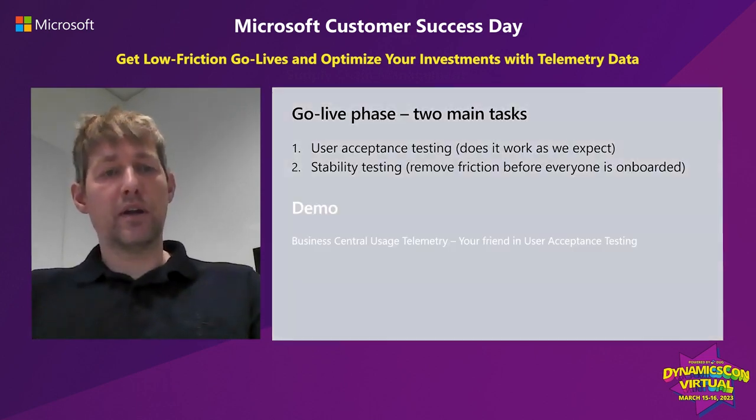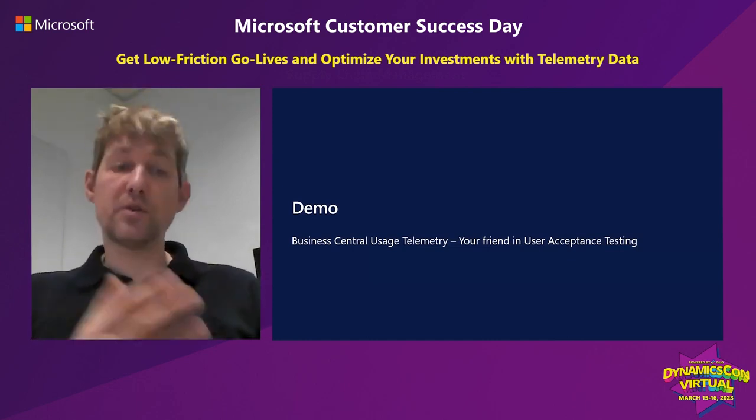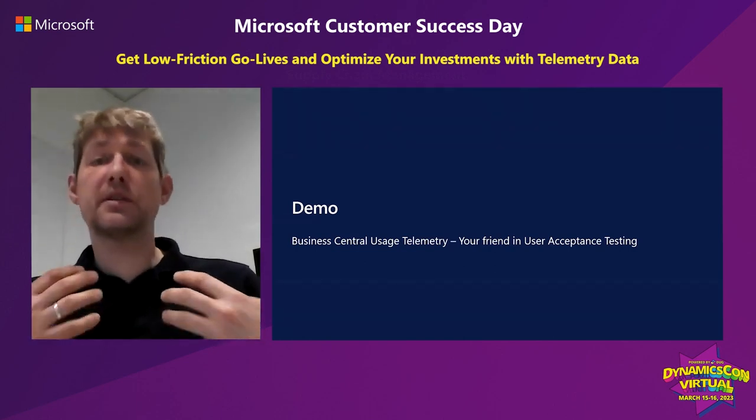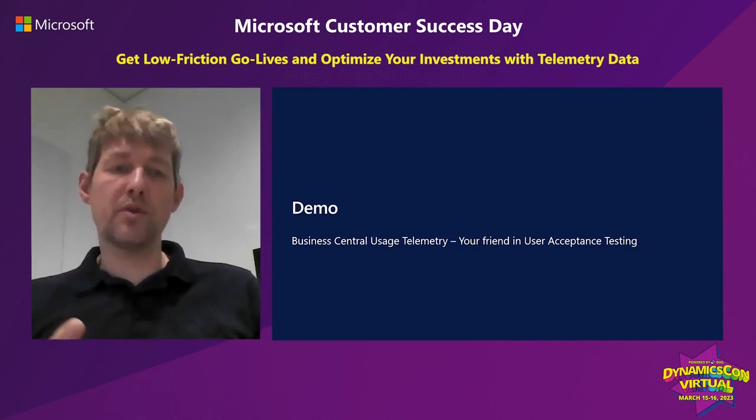So let's see how this usage report and error and usage report can be used as a way to actually see if people do user acceptance testing. What do they test?